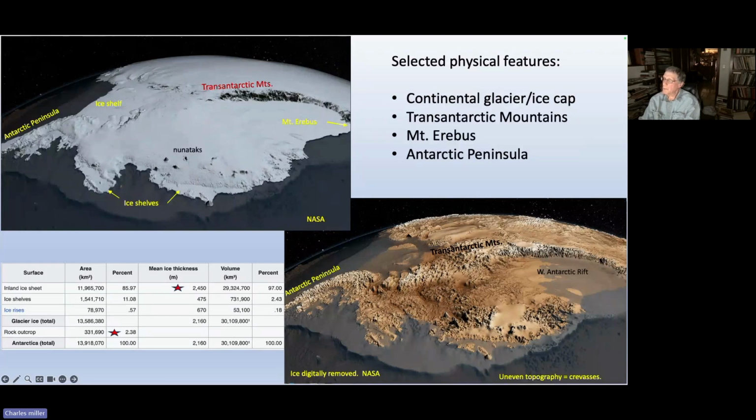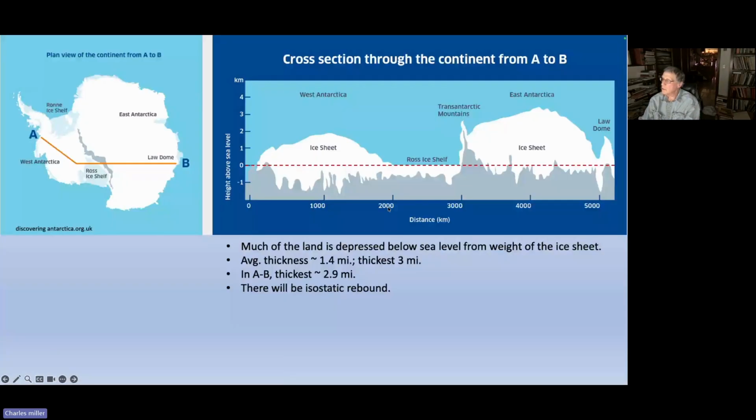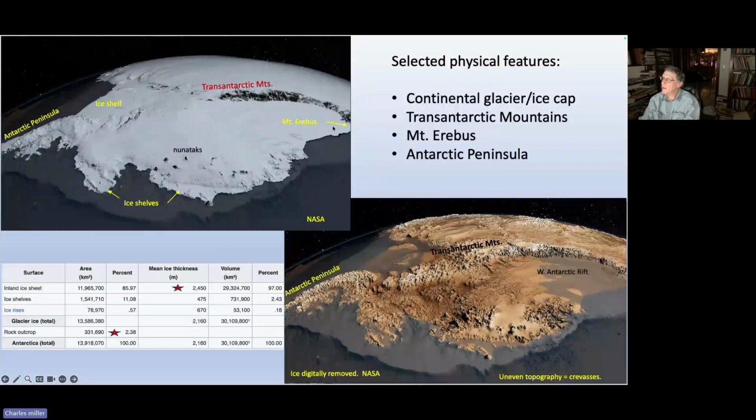So let's look at some features up here. The Transantarctic Mountains, you can see them in both of these images. And this is Mount Everest, which was down here someplace, and I'm going to come to that next. And that's the active volcano. We can see a few nunataks.